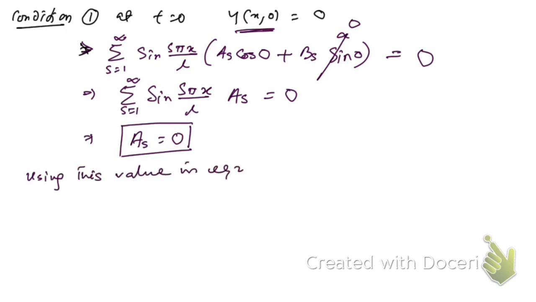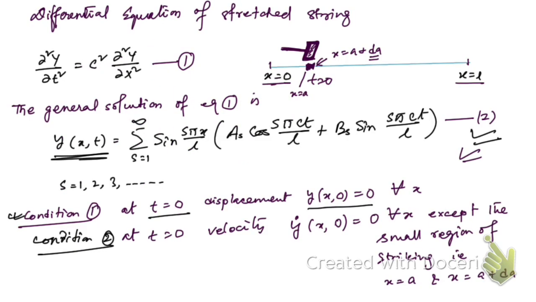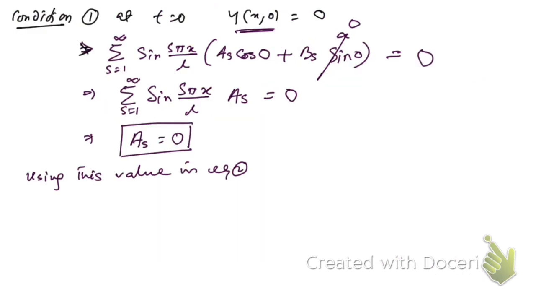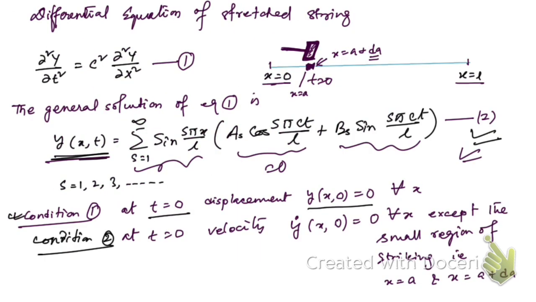Using this value in equation number 2, here you see this as becomes 0, so this term will be 0, so that's why equation number 2 becomes y of x comma t, the summation of this into this, right? Because these terms are going to be equal to 0. So hope you have understood this. So that's what we have got after putting the value of as equal to 0 here. Let me write this one. Sorry, y of x comma t.